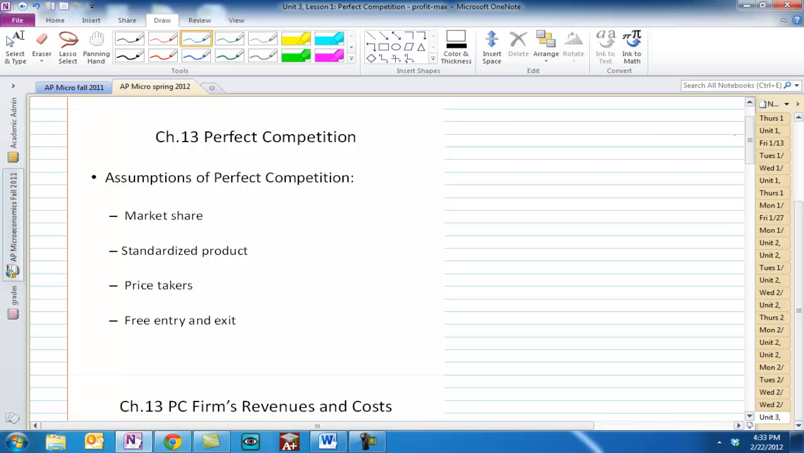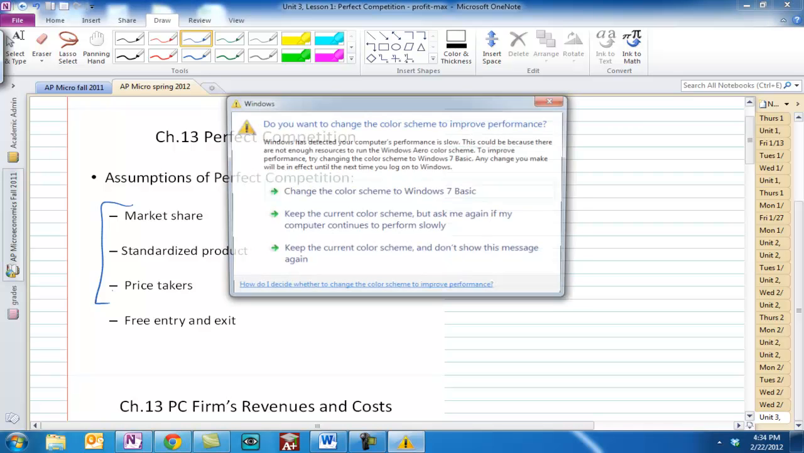They take the market price and just have to sell all of the units that they want to sell at that price. They won't price higher because nobody would buy theirs, and they won't price lower because they don't need to sell all they can make. And then the firms have free entry and exit. So today, in this first lesson, all three of these are going to be significant. We're going to see what effect that has on the firms.